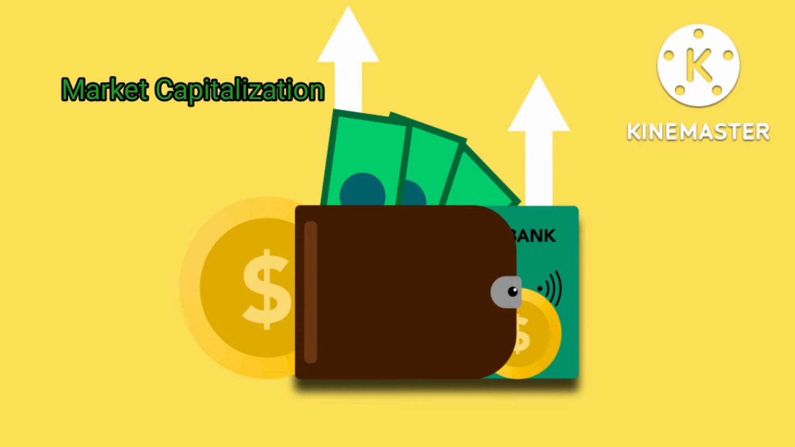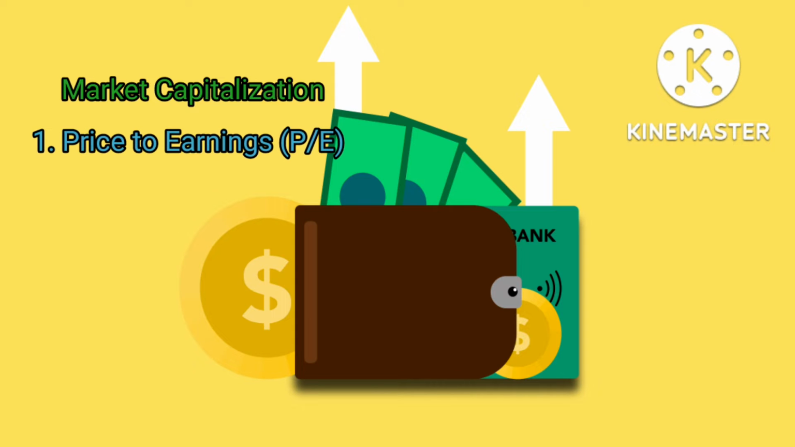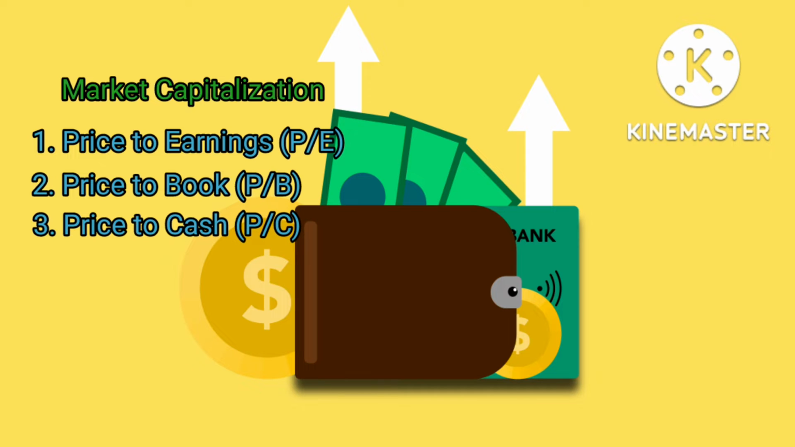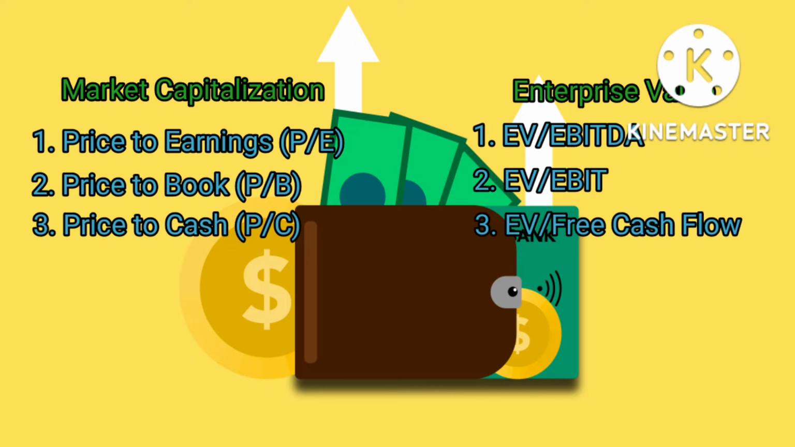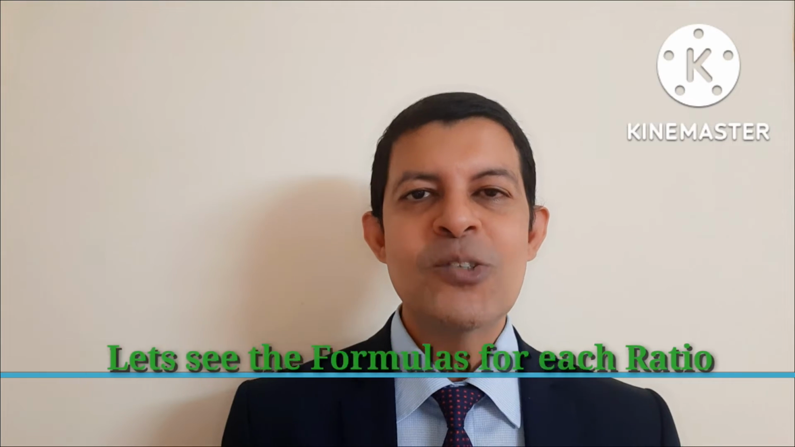There are three main ratios. The first one being the price per earning, the P/E, the second being the price per book, the PB, and the third being the price per cash flow of the company. In the enterprise method, we again have three key ratios. The first being the enterprise value by EBITDA, the second being the enterprise value by EBIT, and the third being the enterprise value by free cash flow of the company. So now let us look into each of these ratios and how these are calculated.